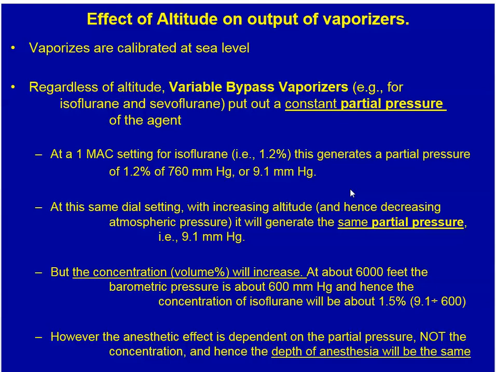At a 1 MAC setting for isoflurane, 1.2%, this generates a partial pressure of about 9.1 millimeters of mercury. At this same dial setting, with increasing altitude and hence decreasing atmospheric pressure, it will generate the same partial pressure, in other words, 9 millimeters of mercury. However, the concentration expressed as volumes percent will increase. At about 6,000 feet, the barometric pressure is about 600 millimeters of mercury, and hence the concentration of isoflurane will be about 1.5%, which is 9 divided by 600.